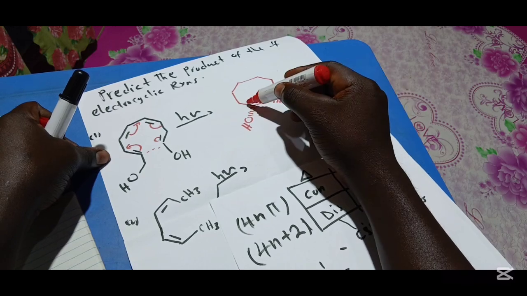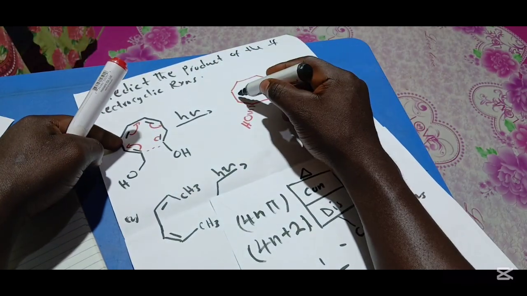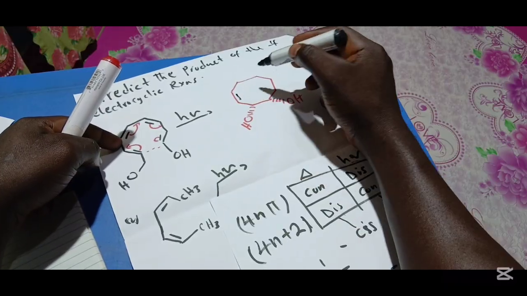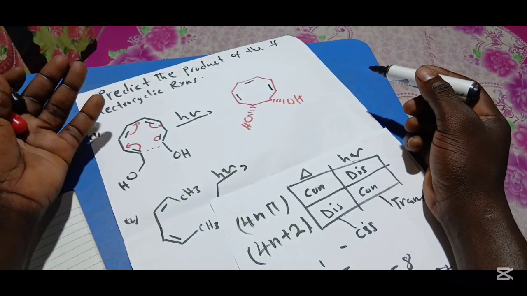So you see that this electron moves to that side. So we are going to have something like this. This one moves to that side. The bond will be here, and this one moves to that side. We have another one here. That one moves to the side. So at the end of it, you can see that it's an electrocyclic reaction.